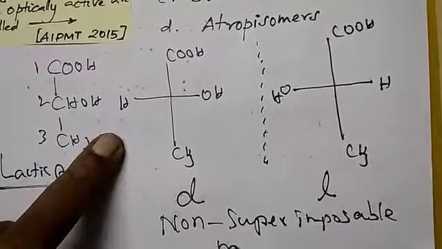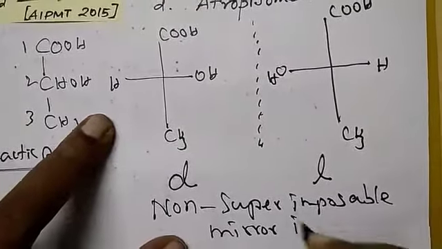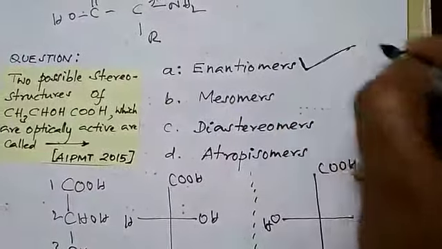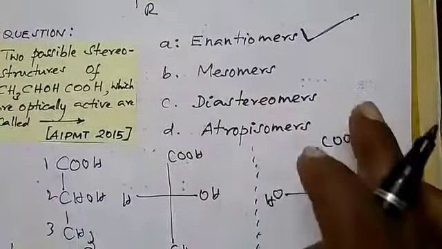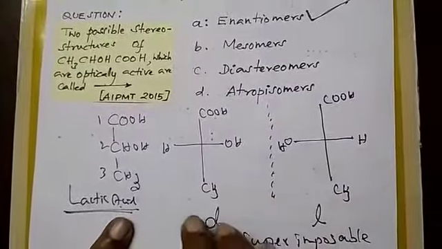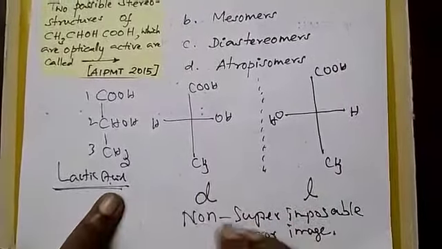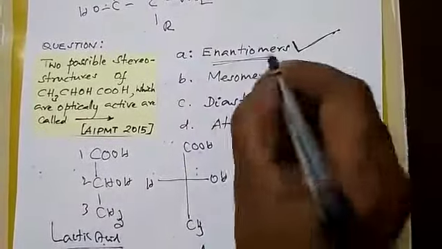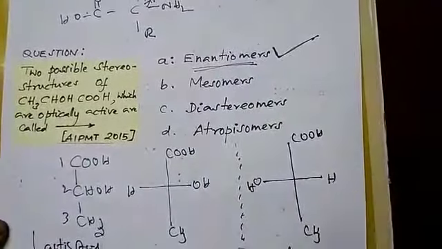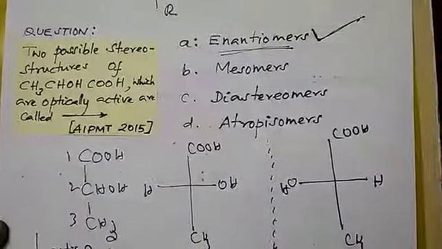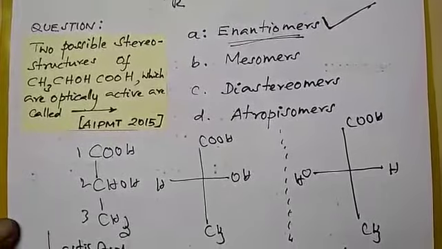They are giving non-superimposable mirror images. That is called enantiomers, not mesomers, not diastereomers. So this is where clear knowledge is needed. Object and mirror images that are non-superimposable, by definition, are called enantiomers. Very simple knowledge, a very interesting question. Continuation of optical isomerism, I will do it in the next video also. Thank you, children.